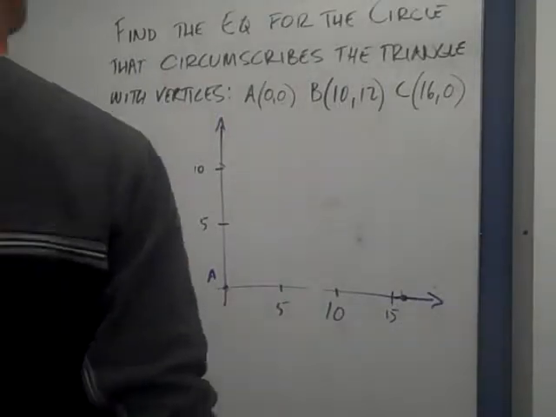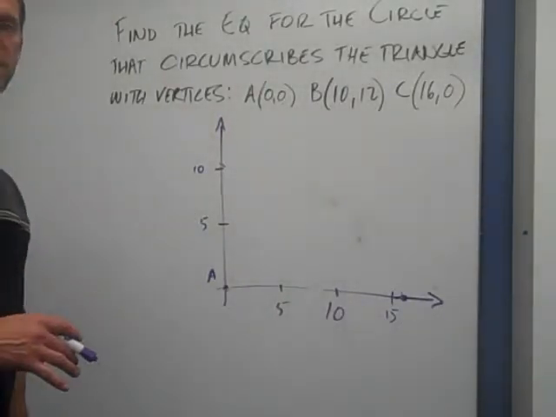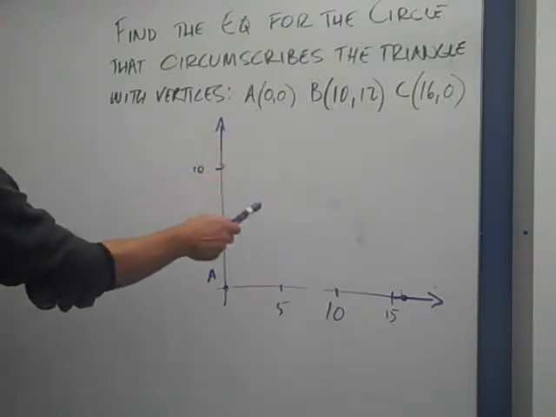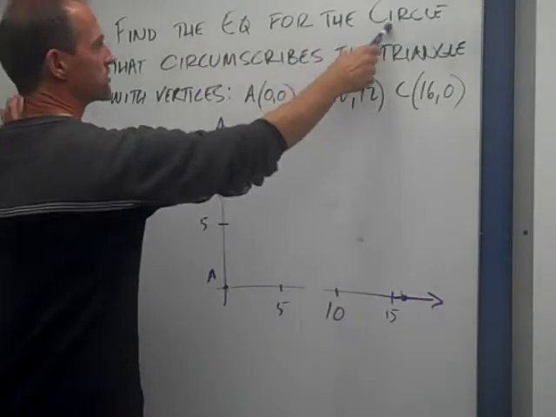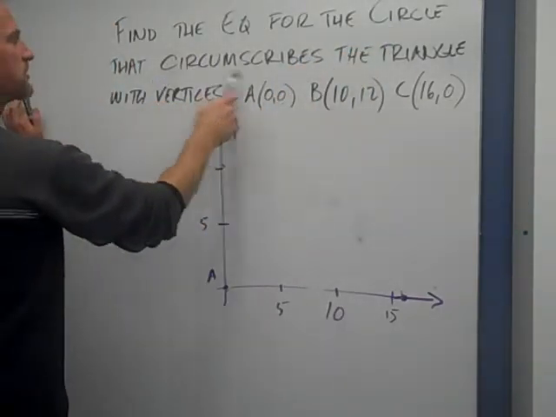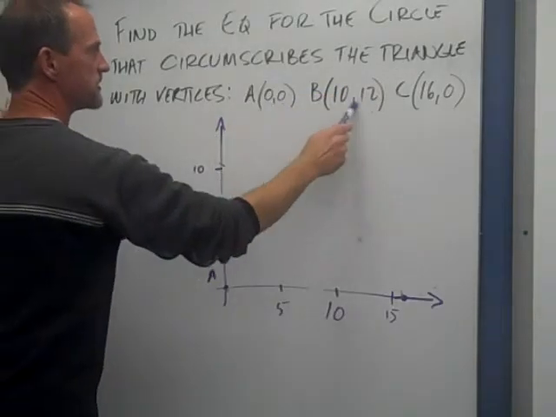Okay guys, I'm going to do a problem that's very similar to one of the problems in the book. What we've got here is the challenge to find the equation for a circle. We're looking for a circle and its equation that circumscribes a triangle with these three vertices.